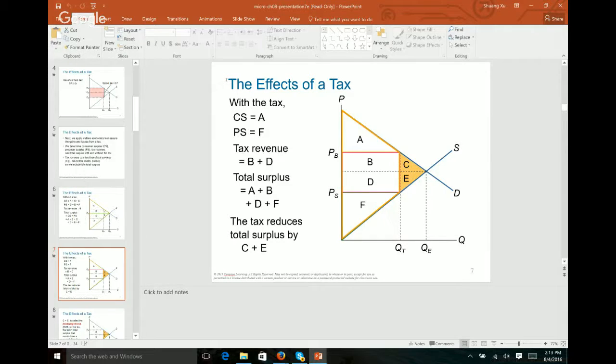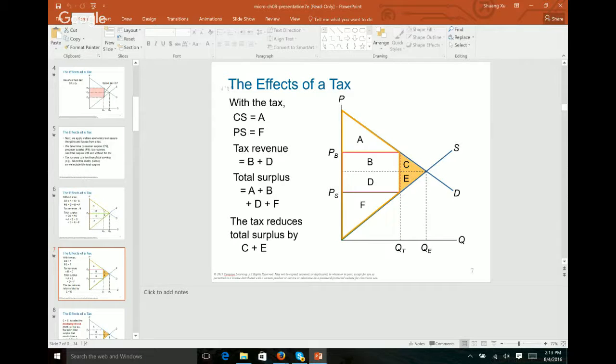And then for producers, same deal. So producers, remember before tax, the producer surplus was D, E, and F, but now with the tax, producers are receiving less. So for producers, their surplus is going down to area F now, and they're losing area D and E. So producers are also getting worse off.